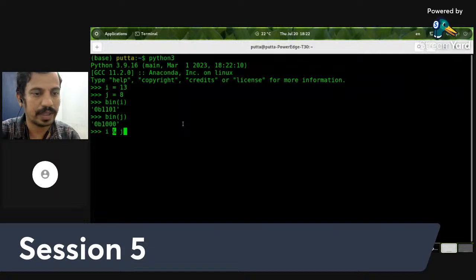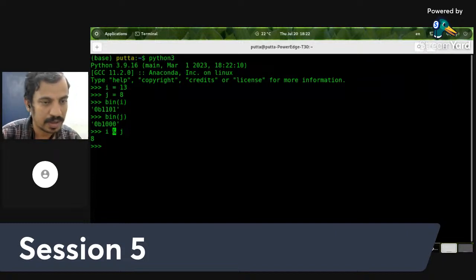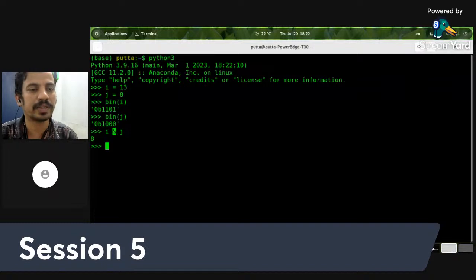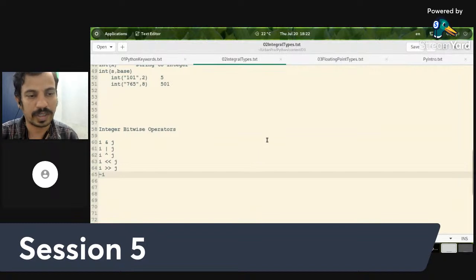Now let's see the result of I and j. It says the result of bitwise I and j is 8. When I perform a bitwise AND on 13 and 8, the result is going to be 8. Let's try to understand the meaning of it.